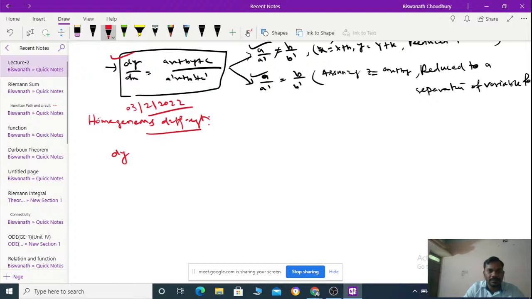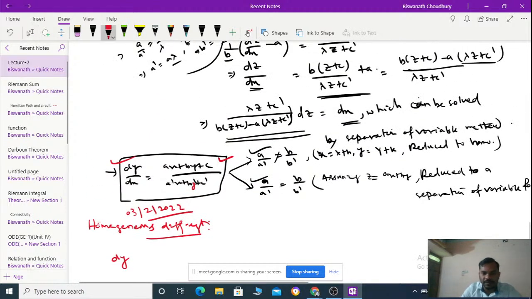is given in this way: dy by dx equal to (ax plus by plus c) divided by (a dash x plus b dash y plus c dash). If a differential equation is given in this form, then it has two subcases. That means this type of problem can be solved in two ways. If a by a dash is not equal to b by b dash, then we will put small x equal to capital X plus h.